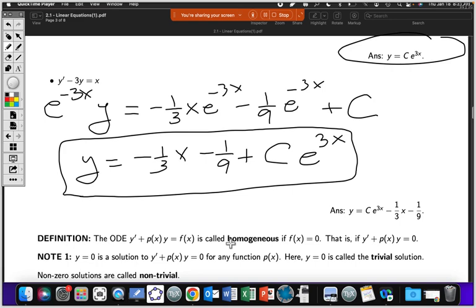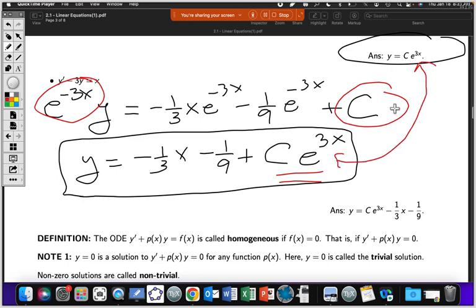One of the most common mistakes students will make is they'll forget about the c over here, and they'll forget this piece. They'll just put a c here and forget that there's an e to the 3x that's going to go onto it because we're dividing by e to the minus 3x over there. But this is extremely important because you notice this was the solution to the differential equation when we had a 0 there. And this kind of thing will always happen.